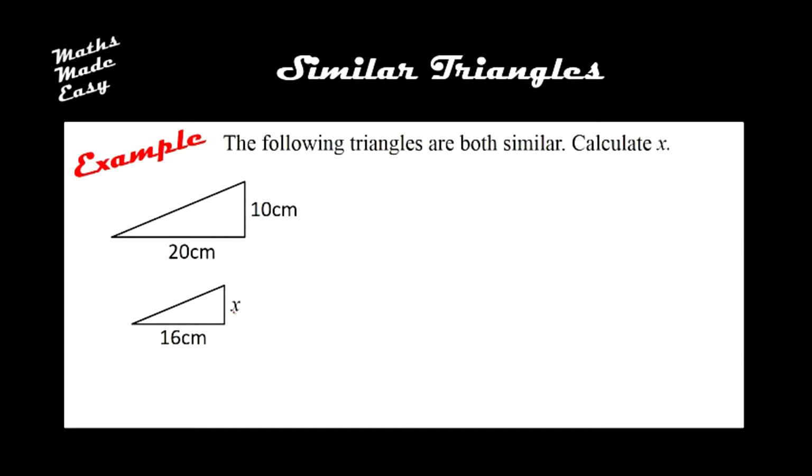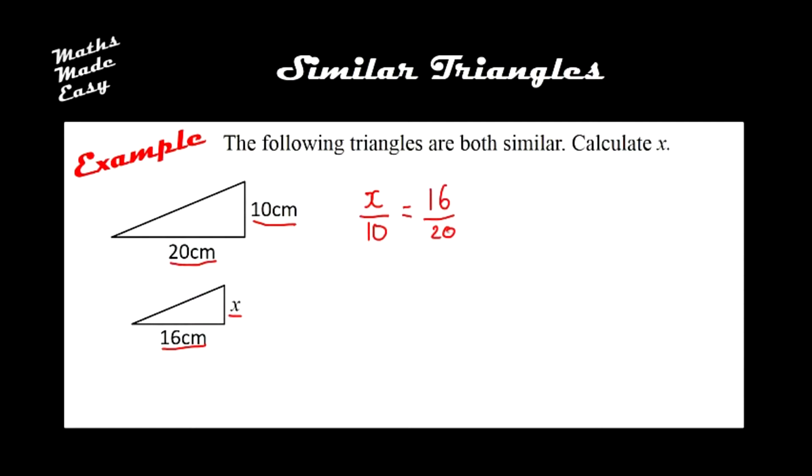So what we do to find the missing side in a similar triangles problem is we identify the corresponding sides. So this x here corresponds with that 10. So the scale factor for those sides we would write down as a fraction x over 10. Now if we divide x by 10, we should get the same scale factor as if we divided 16 by 20 because they are also corresponding sides. They're both the base of those triangles. So we'd write 16 over 20.